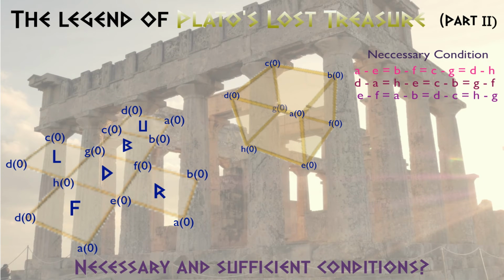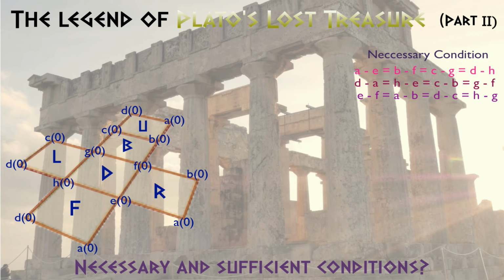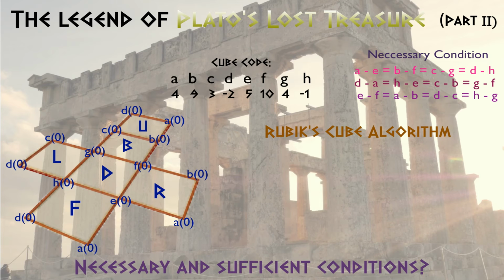However, these 3 sets of equalities are sufficient, as we can prove by showing that any code that satisfies them is realizable. We'll do so by creating another Rubik's Cube algorithm, which I'll demonstrate on the original code that was given to us, but make sure that you're convinced that it'll work on any code satisfying our necessary condition. Our first step will be to set vertex A to its correct value, 4 in this case, by pressing face U.